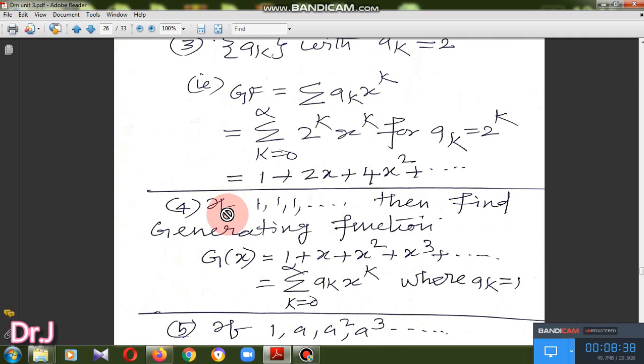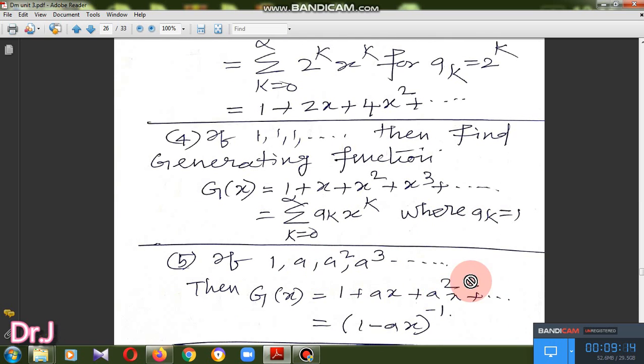Now look at that. If 1, 1, 1 is the sequence, then what would be the generating function? First number multiplied by x power 0, plus second number 1 into x power 1, plus third number 1 into x power 2, plus fourth number x power 3, plus dot dot dot. In the short form, how can we write this? Summation of k tends to 0 to infinity ak x power k. What is ak? ak is 1, 1, 1, 1.